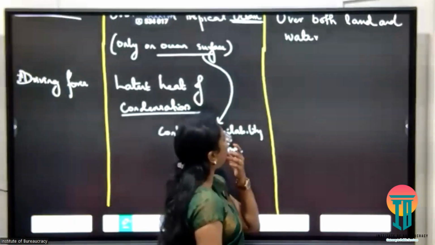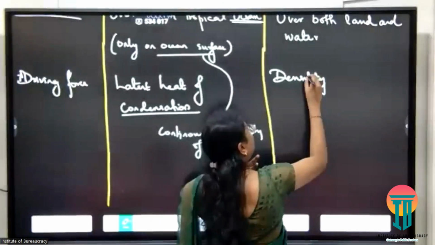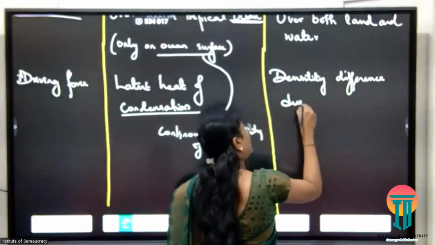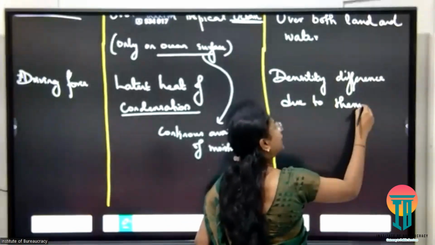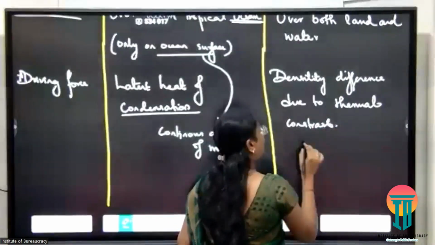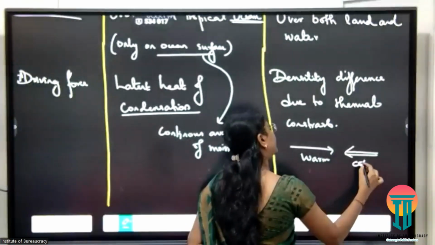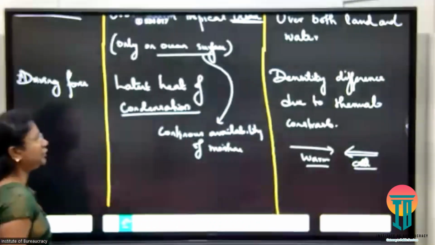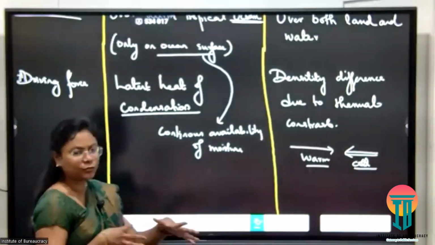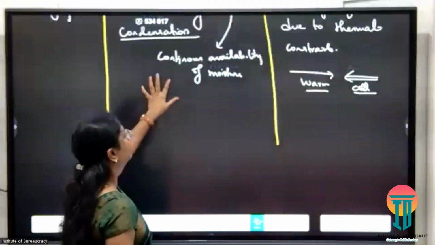In the case of temperate cyclones, it is density difference due to thermal contrast: warm air and cold air, the convergence of warm and cold air. The thermal differences induce density differences, and once they balance out one another, the cyclone will dissipate. So this is my third important criterion.